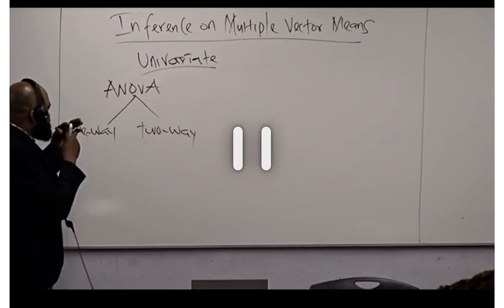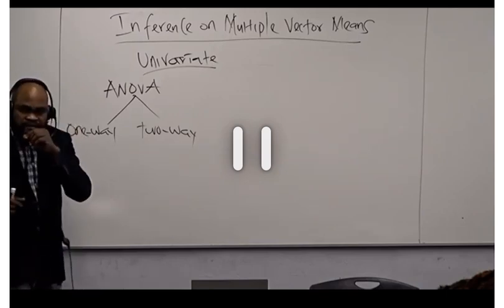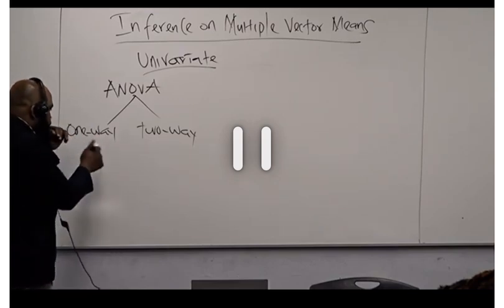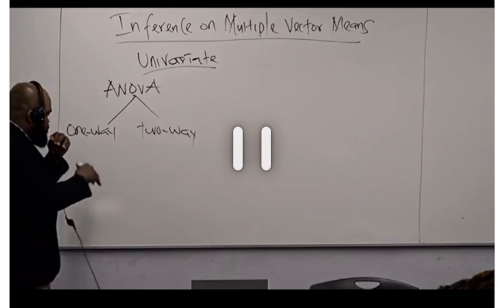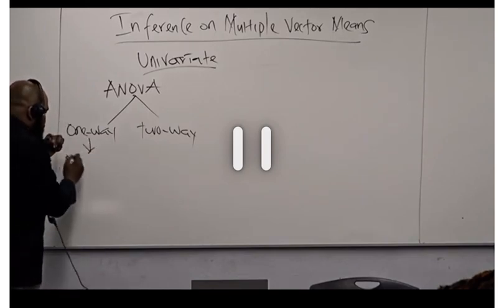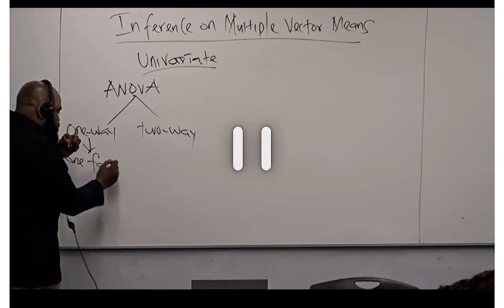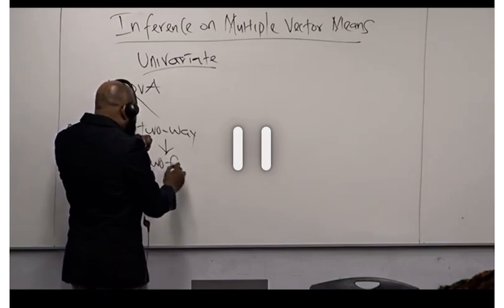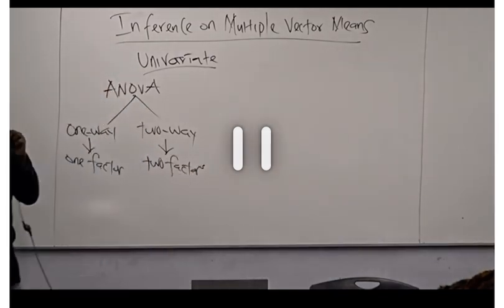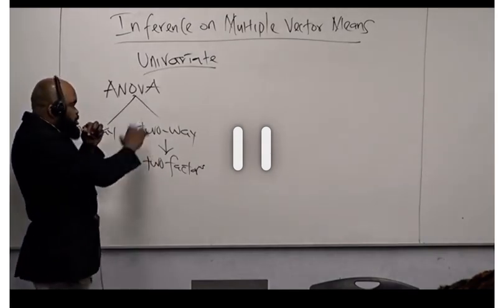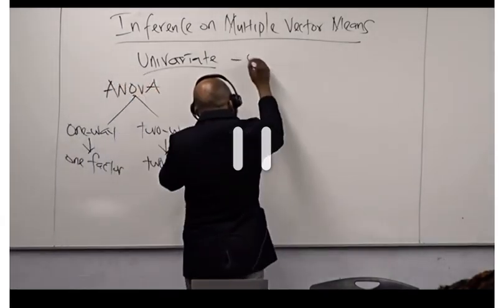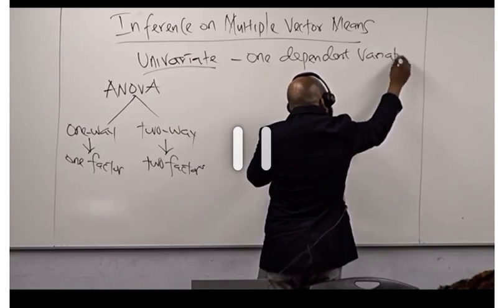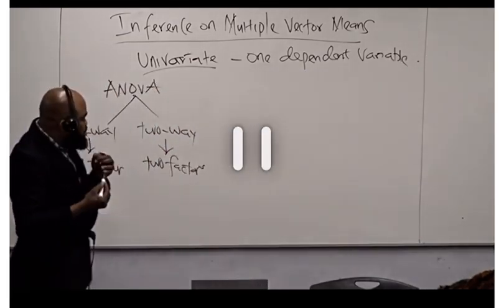Okay, I want to see whether a particular dependent variable is the same in all groups. So we have a one-way and a two-way analysis. One-way is when I have one categorical factor, and two-way is when I have two categorical factors. But here, it's going to be just one dependent variable.